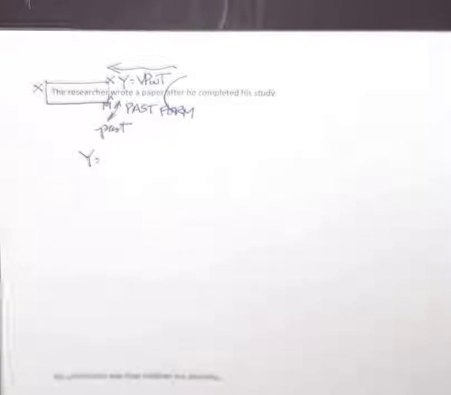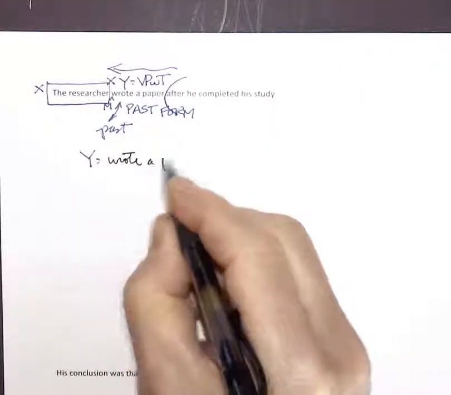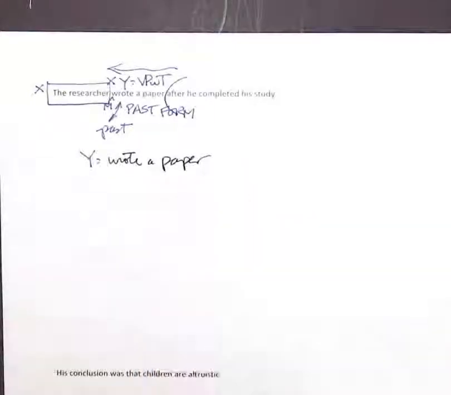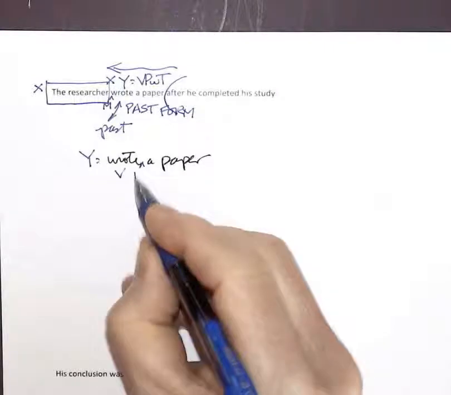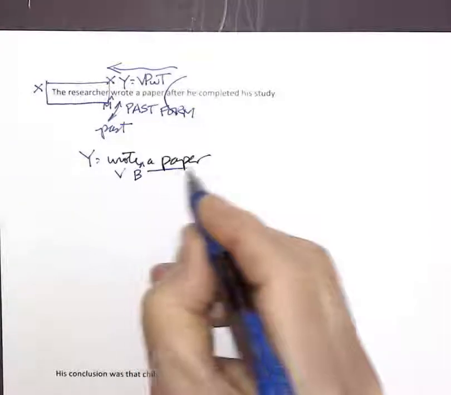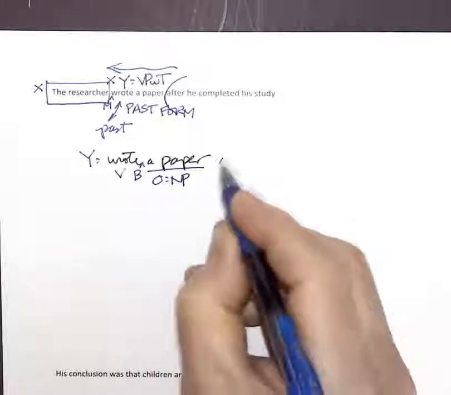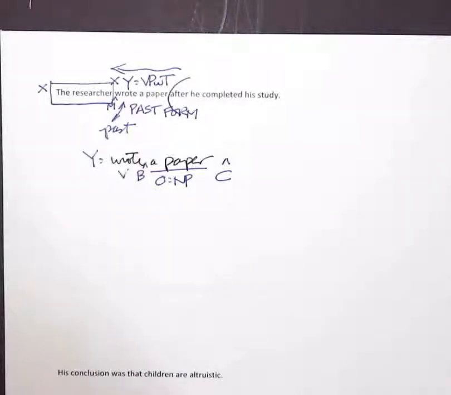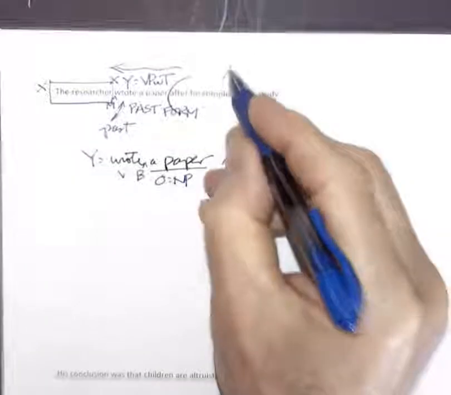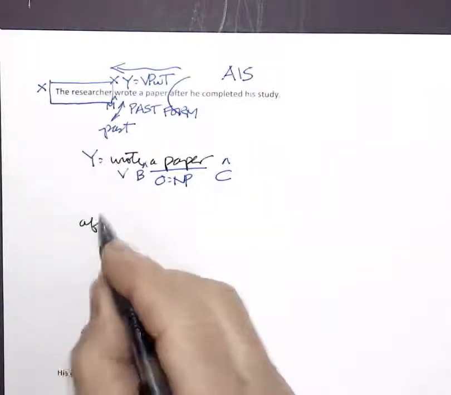The Y, wrote a paper. The verb is wrote. The particle place is here. A paper is the object, it's a noun phrase, and the complement place is empty. Now I take a look at the shifter, I see it's an adverbial included sentence, so I need to rewrite it and take a look at it.